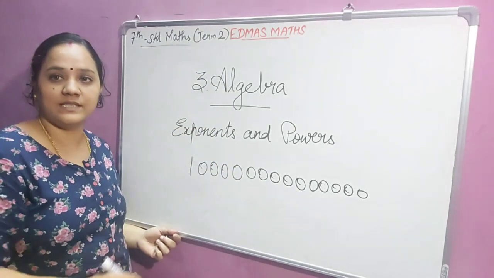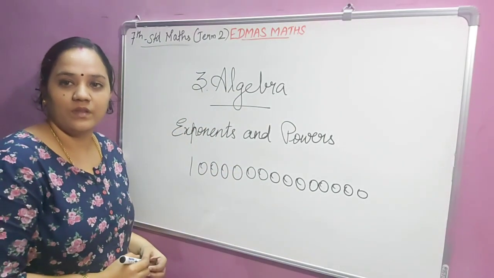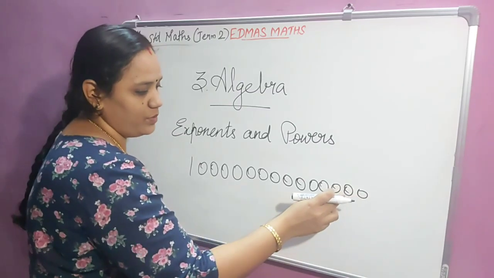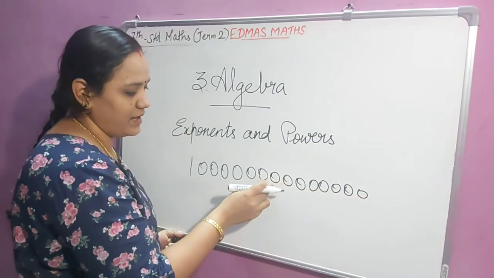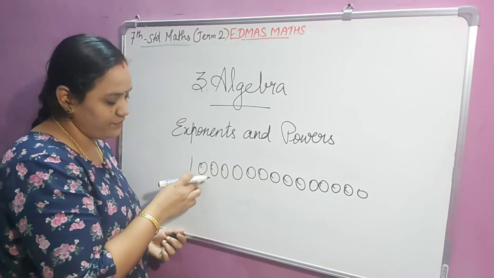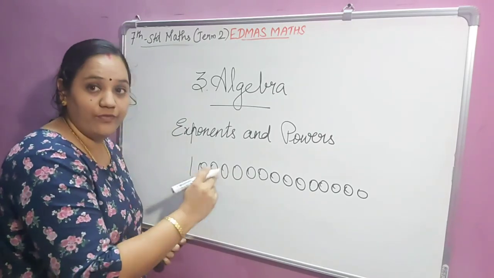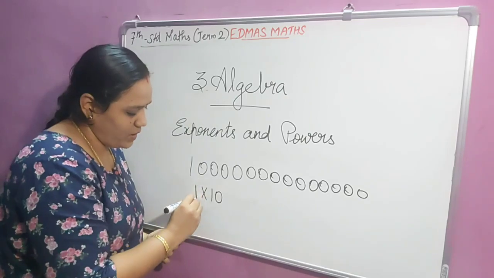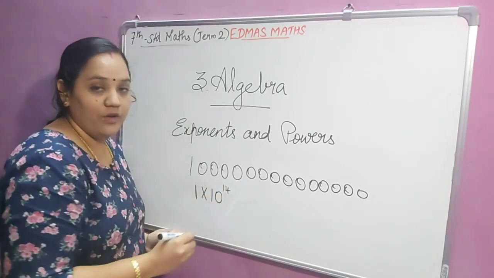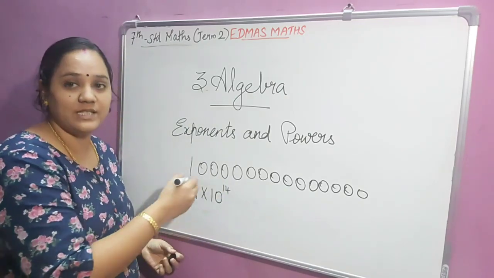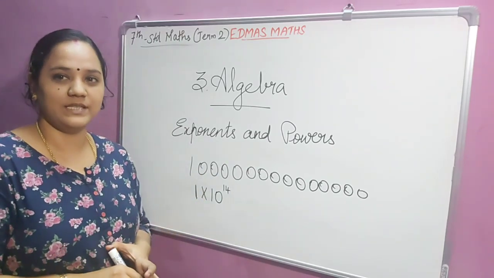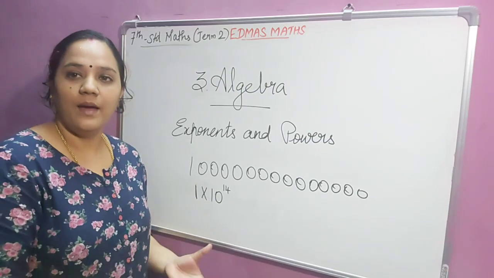how can we say this in words? Shall we try it? So how many zeros? 1, 2, 3, 4, 5, 6, 7, 8, 9, 10, 11, 12, 13, 14. So I have 14 zeros, so I can write this number as 1 into 10 to the power 14. I think you might have come across these power numbers. So now we are going to learn these numbers, that is exponents and powers.